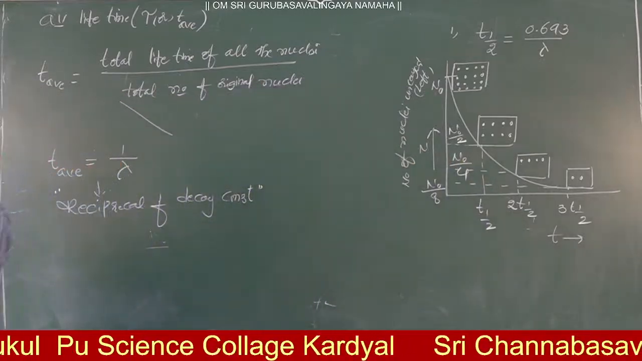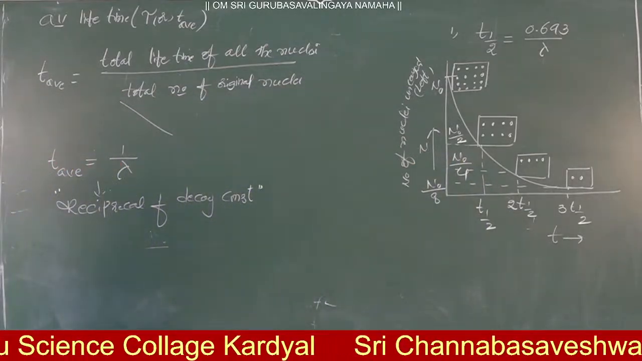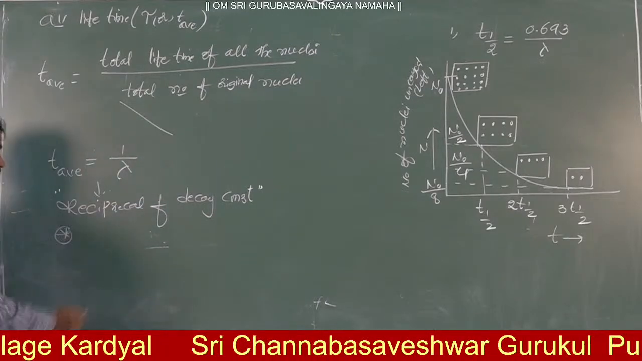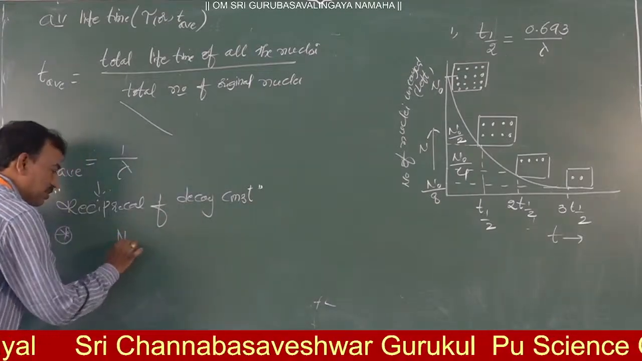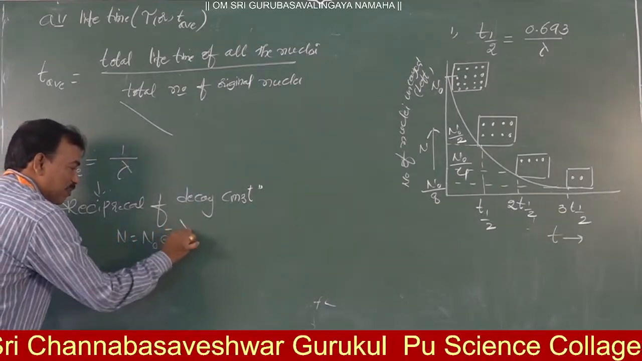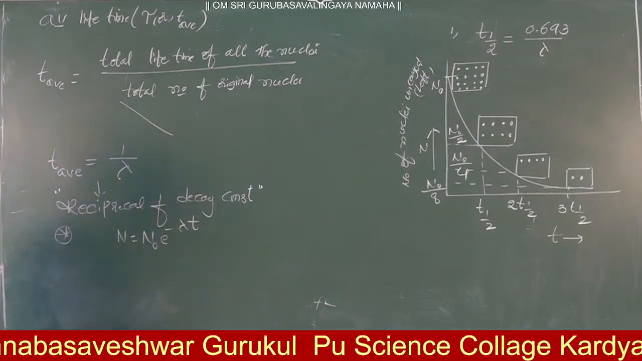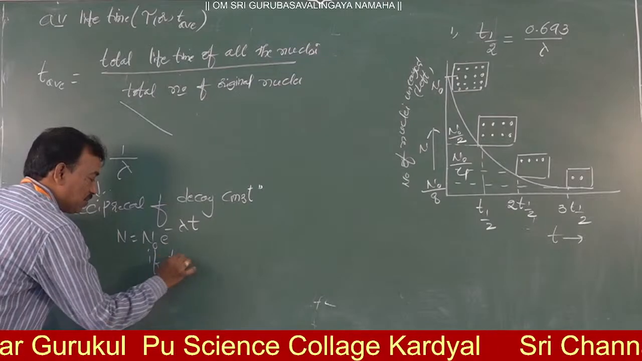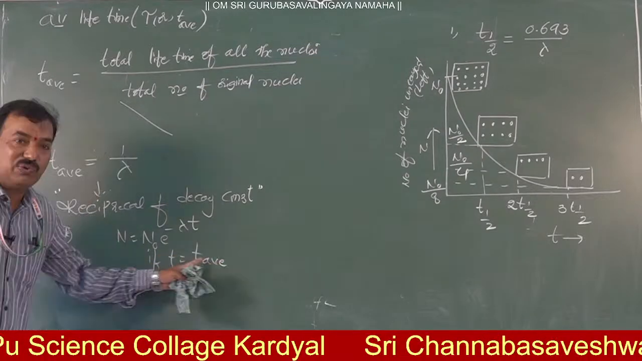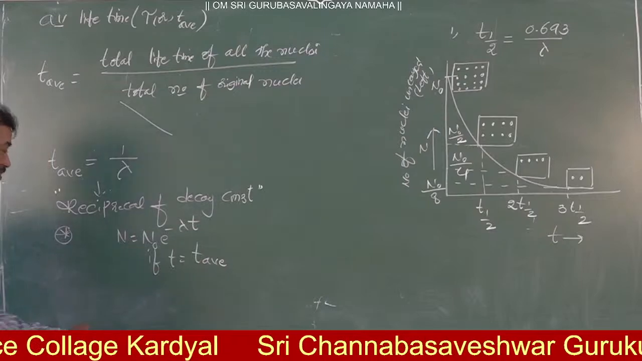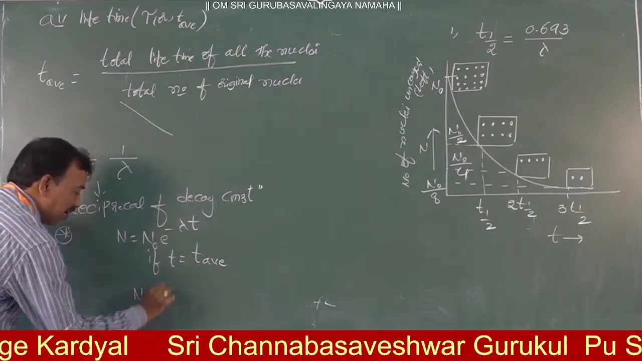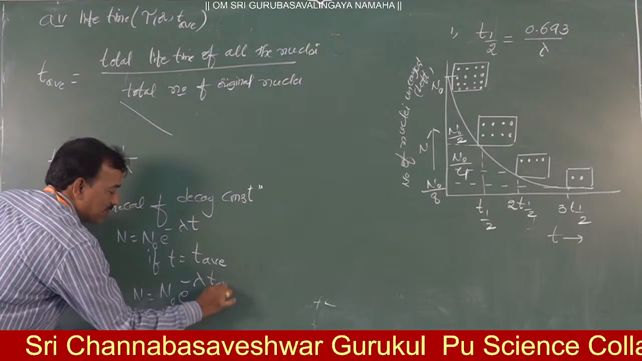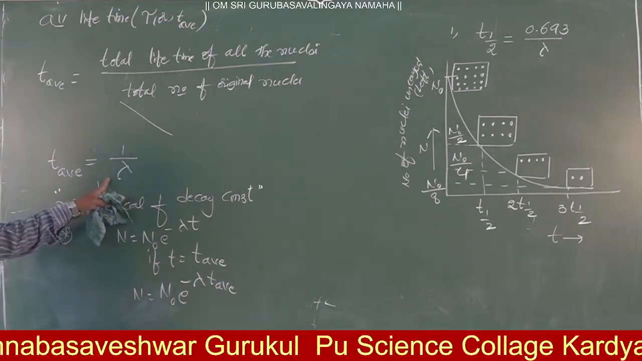Now I will give one more definition, which is important. What is the equation for n? n is equal to n naught into e to the power of minus lambda t. Suppose the time t is equal to the average lifetime, t average. Then n is equal to n naught into e to the power of minus lambda into t average. T average is equal to 1 by lambda.